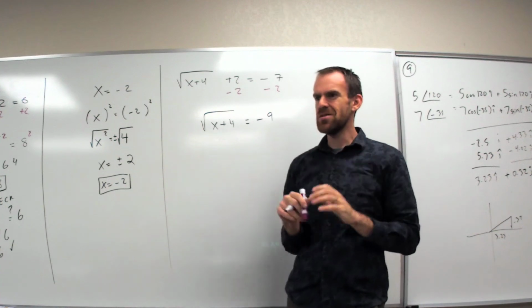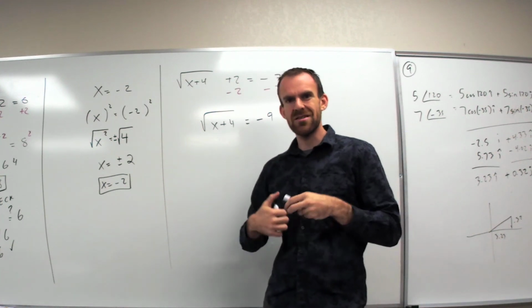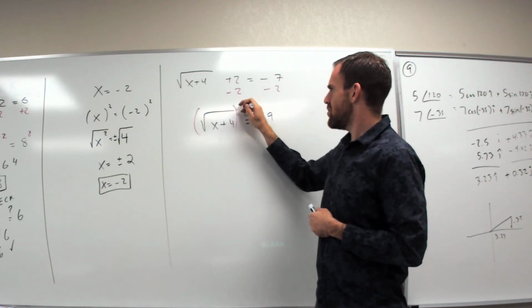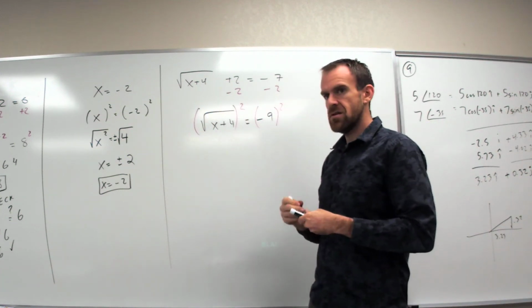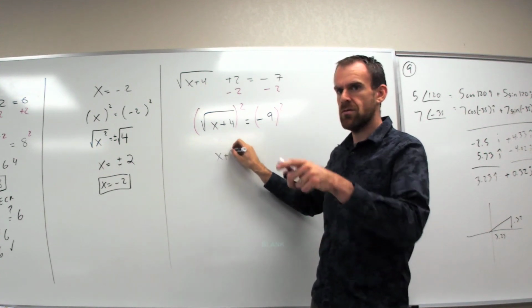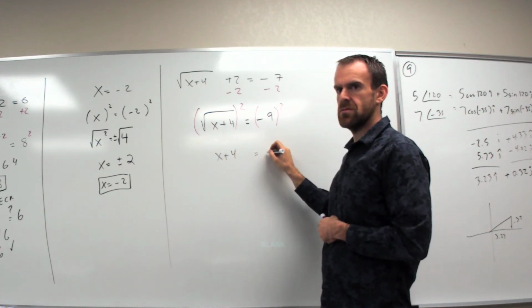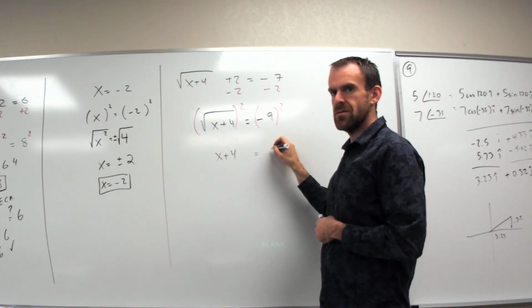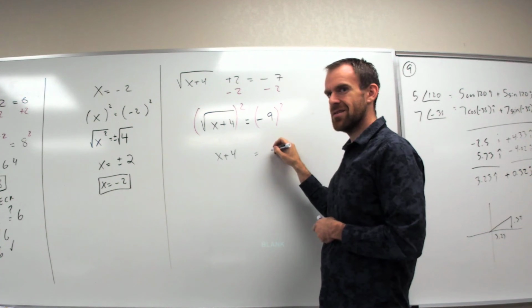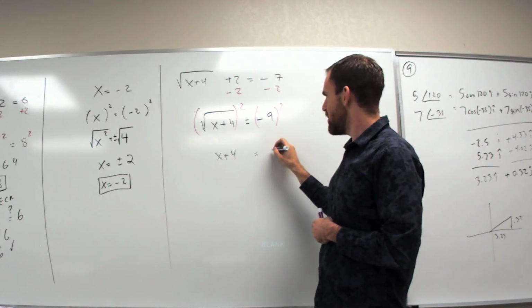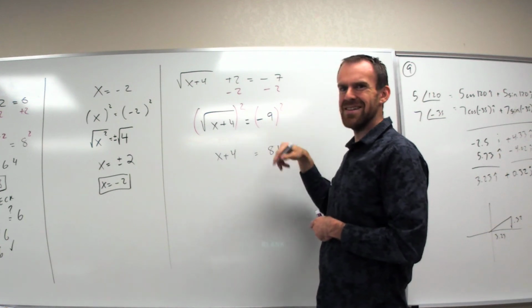But let's suppose I didn't notice. I wasn't thinking it through. I'm just going to keep going. Next step: square both sides. So the left side is x plus 4. The right side? Negative 9 squared is 81, positive 81, because you have two minus signs, so it'll be positive.